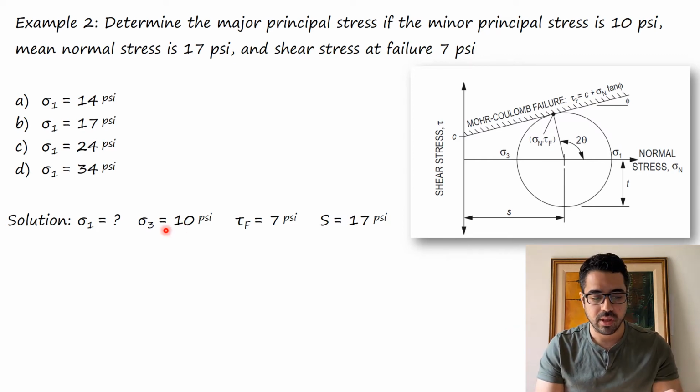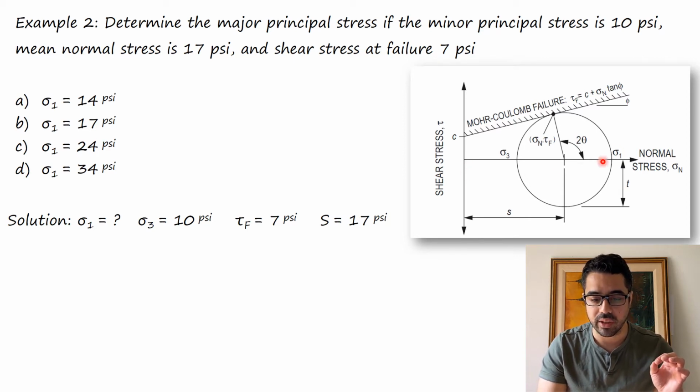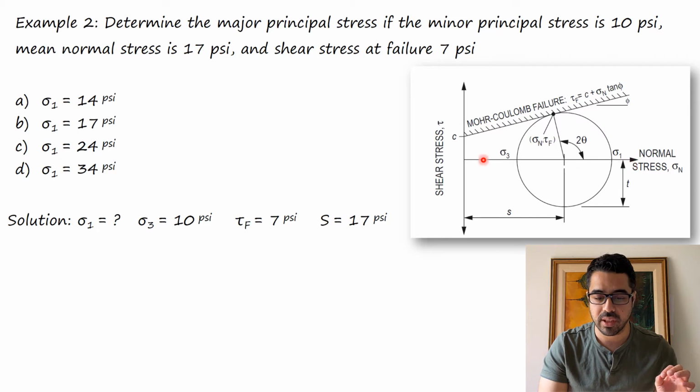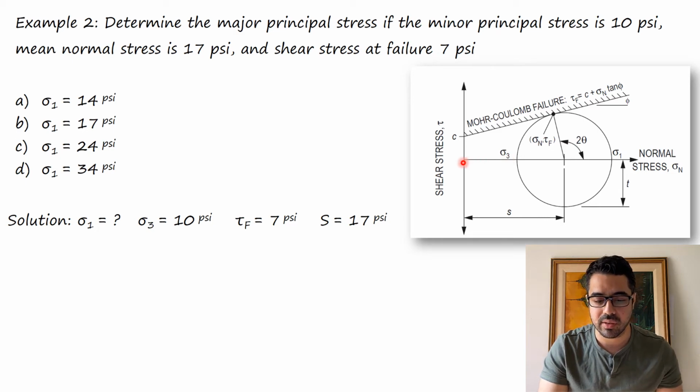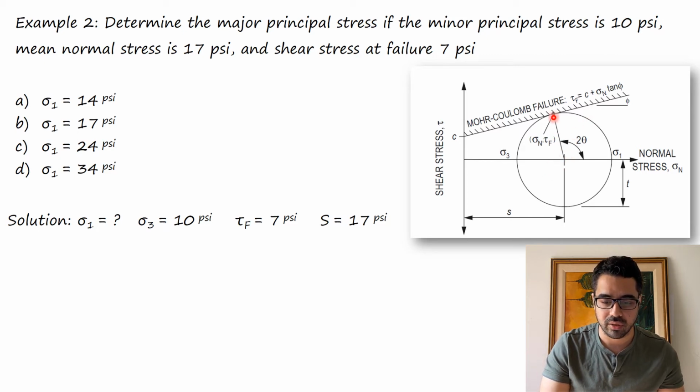So we're looking for sigma 1, right? Sigma 1 is basically the distance, please pay attention with me, from here to here. This is all sigma 1. Sigma 3 is from here to the touch of the circle, that short distance. S is basically the distance from here to the center of the circle. Tau failure is basically the radius of the Mohr circle. From here to here, here to here, this is all tau failure.